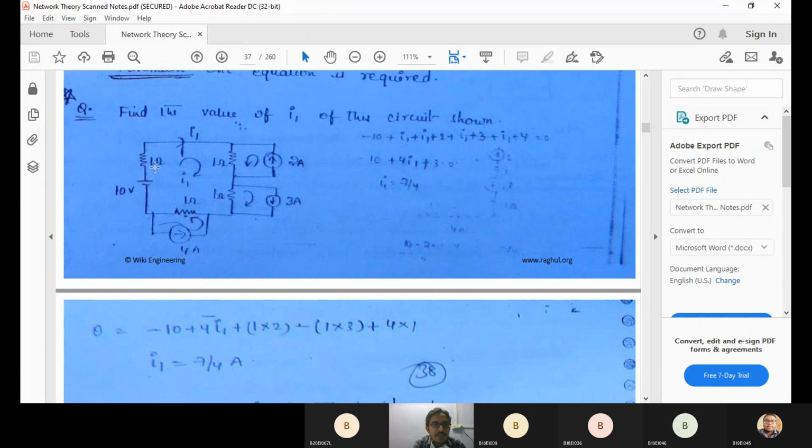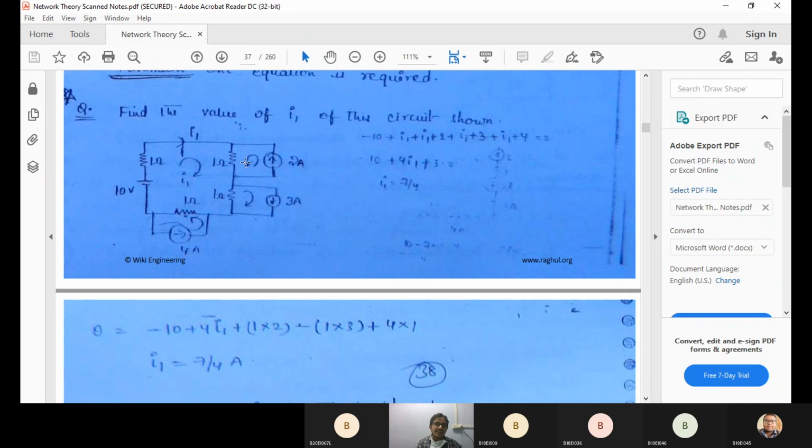This is minus 10 plus 1 into I1 plus 1 into I1 plus 2 plus 1 into I1 minus 3 plus 1 into I1 plus 4 is equal to 0. Then in that case you will get I1 is equal to 7 by 4 amperes.